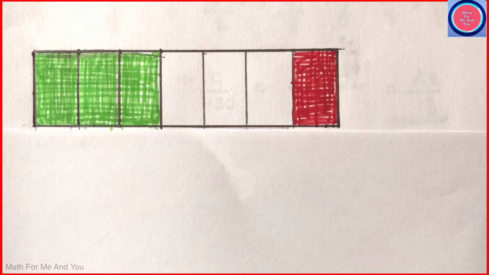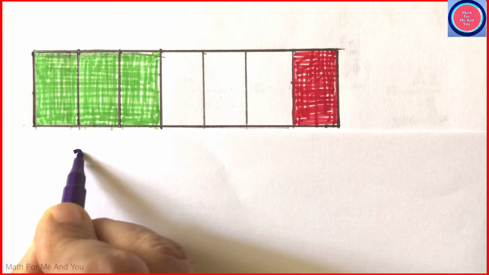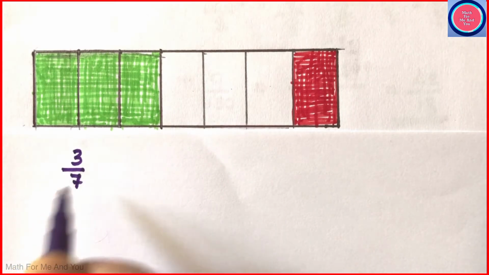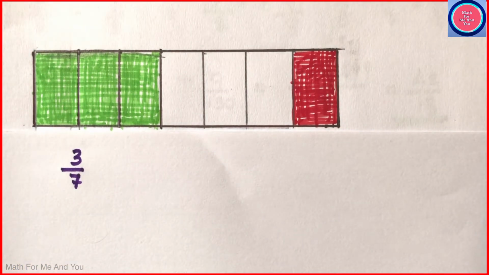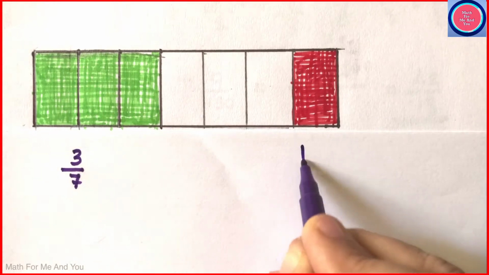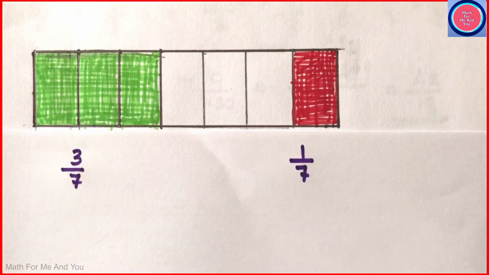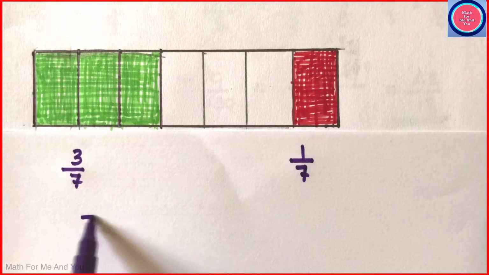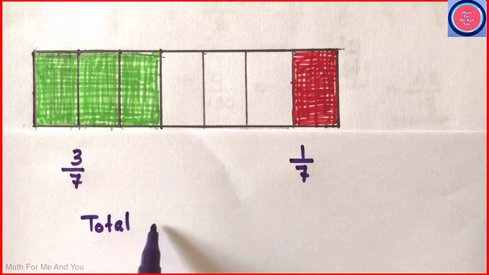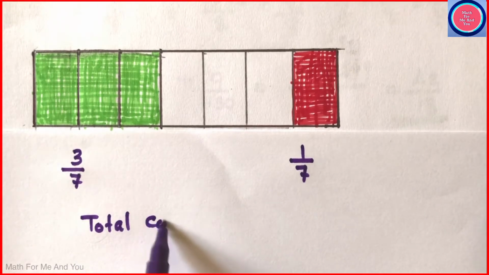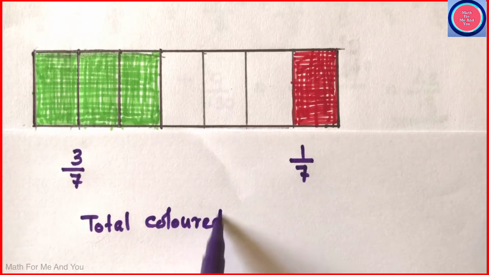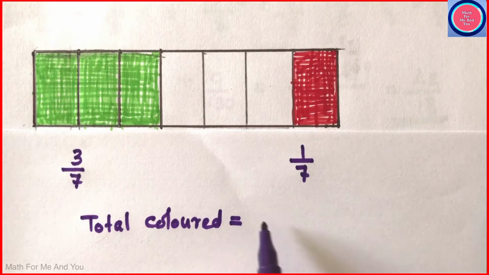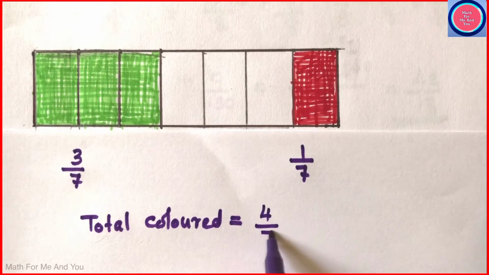What is the fraction for green color shading? Yes, total 7 parts, 3 are colored in green, so the fraction is 3 over 7. So what is the fraction for red color shading? It is 1 over 7. When we look at this picture, totally how many parts are colored or shaded? There are 4 parts colored. So we can write the fraction 4 over 7.